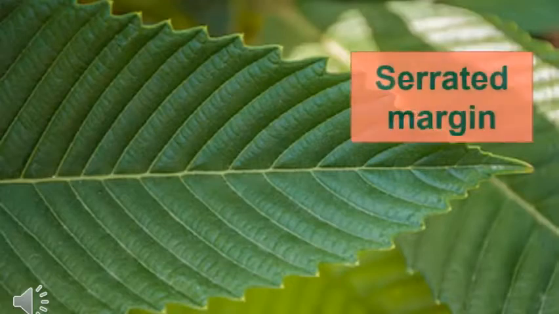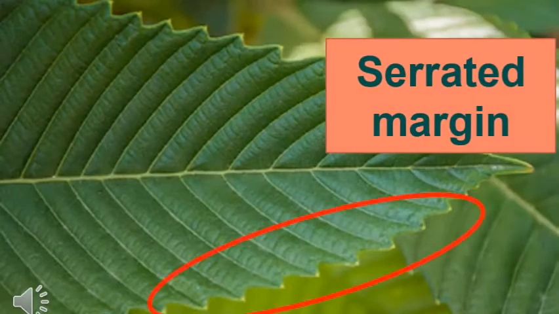Serrated margin. Look at the picture and look at the side of the leaf. It has a zigzag pattern or a jag pattern. This is what you call a serrated margin.